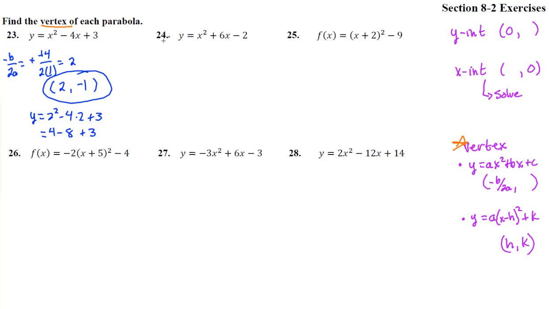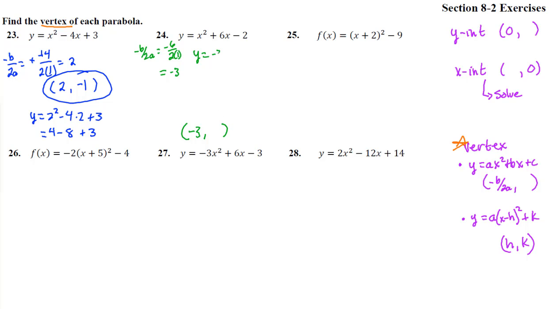Number 24. Let's do the same thing. Negative b over 2a equals negative 6 over 2 times 1. That's negative 3. So we're going to stick in negative 3 everywhere. Y equals, let's put this down here at our answer. Negative 3 is going in for the x.